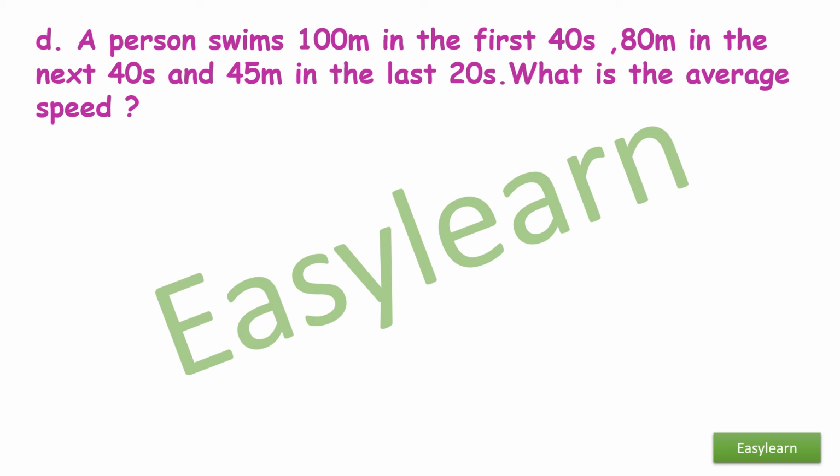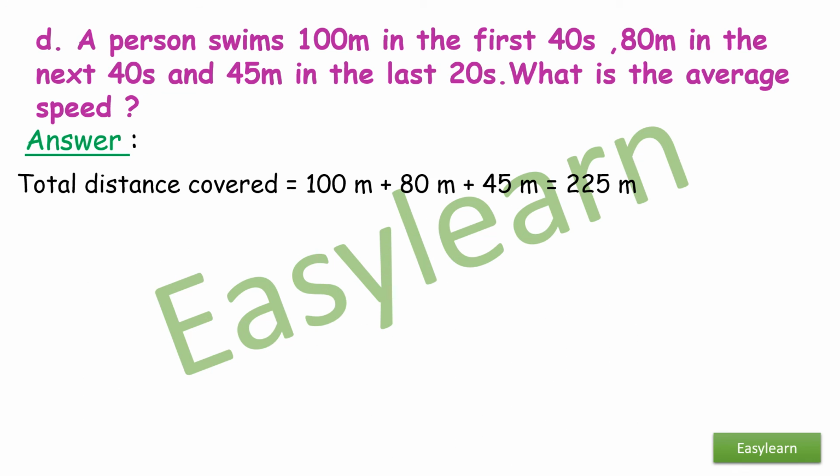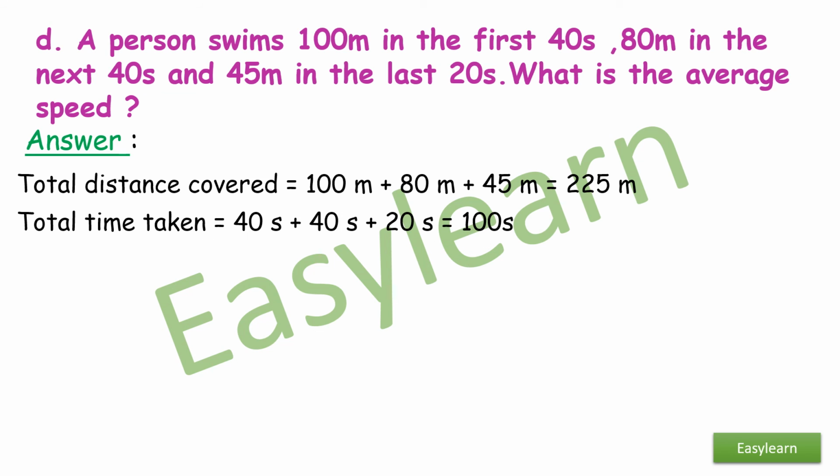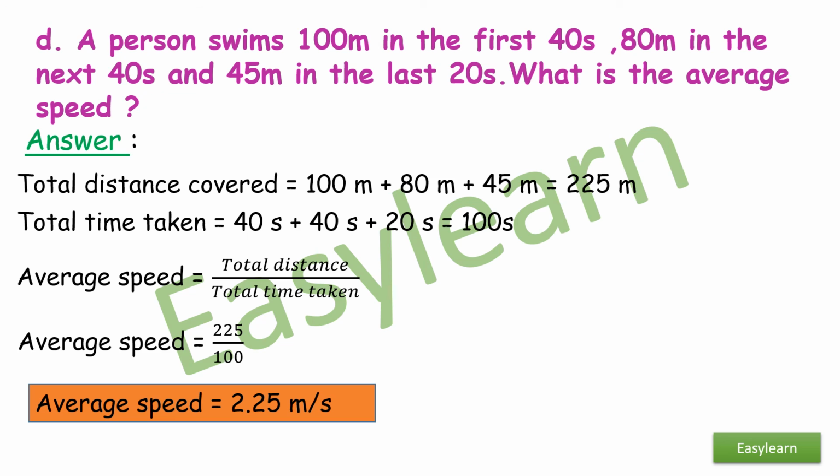D. A person swims 100 meter in the first 40 seconds, 80 meters in the next 40 seconds, and 45 meters in the last 20 seconds. What is the average speed? Answer: Total distance covered is equal to 100 meter plus 80 meter plus 45 meter, which is equal to 225 meters. Total time taken is equal to 40 seconds plus 40 seconds plus 20 seconds, which is equal to 100 seconds. Average speed is equal to total distance upon total time taken, which is equal to 225 divided by 100. Therefore, the average speed is 2.25 meter per second.